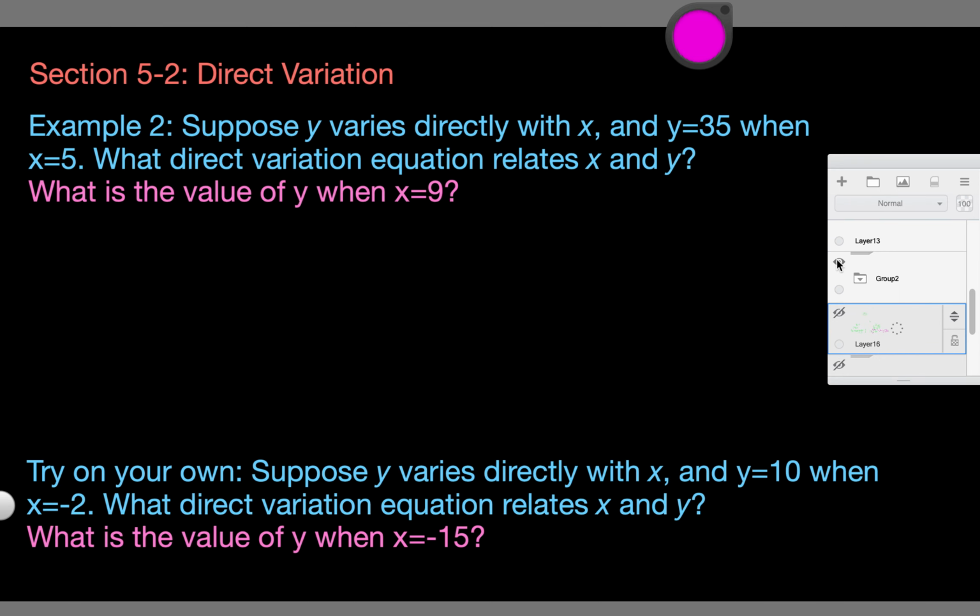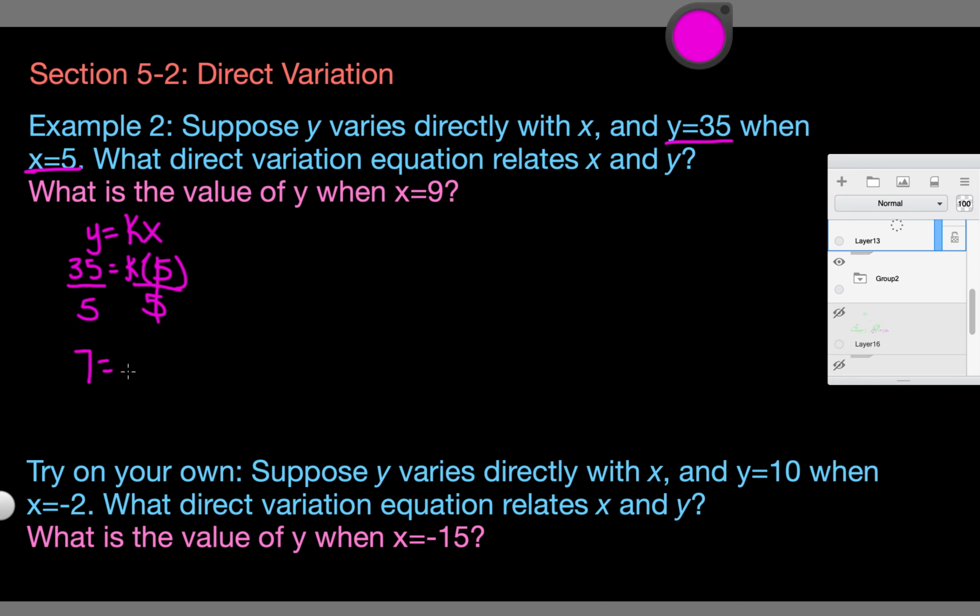So, next up, example 2 says that suppose y varies directly with x and y equals 35 when x equals 5. What direct variation equation relates x and y? So we know that our direct variation equation is y equals kx. Now in this first line, we know that y is 35 and x is 5 when they vary directly. So we're going to plug that in. Y is 35, k, and then x is 5. So in order to find this constant of variation, we need to get 5 to the other side by dividing, and you end up with 7 equals k.